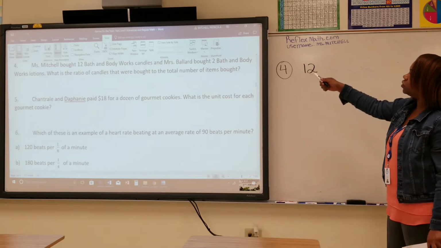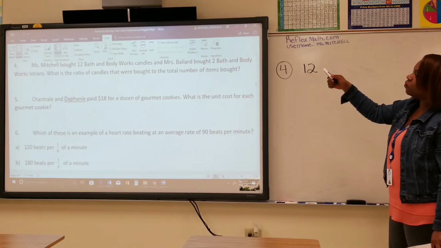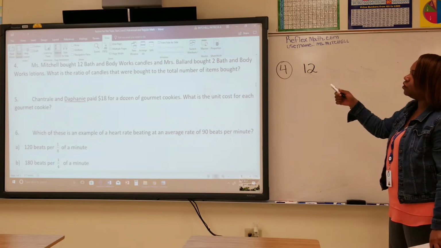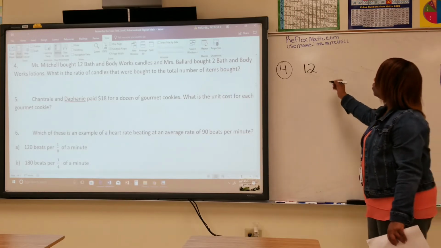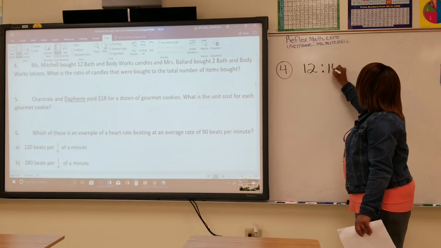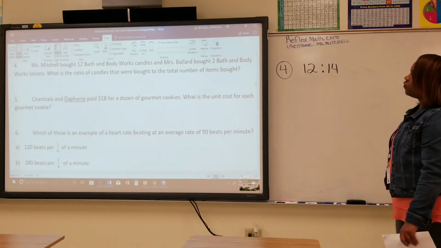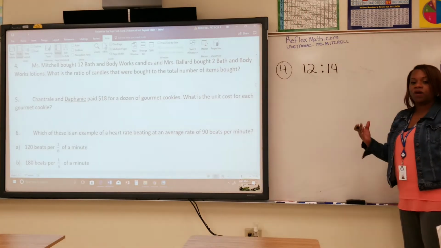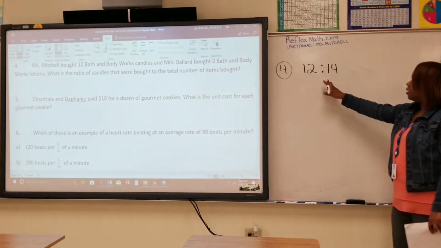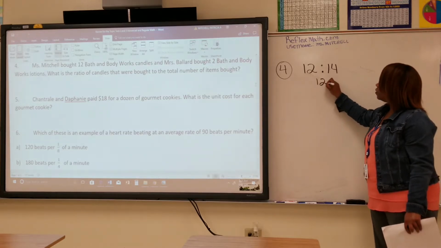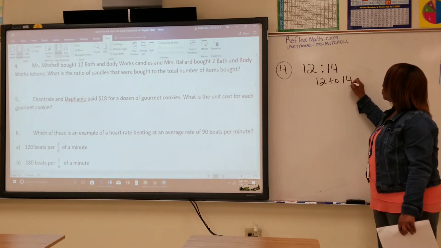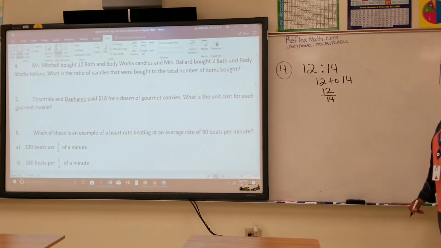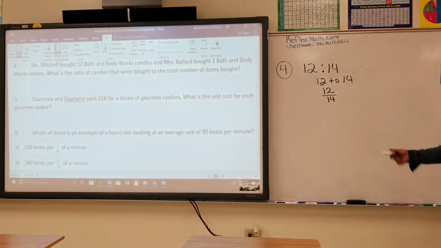And then they said to the total number of items bought. So candles were bought and lotions were bought. 12 candles, 2 lotions. So 12 plus 2 will then give you 14. So the ratio of candles to the total number of items bought were 12 to 14. And remember, you can write ratios in 3 ways. In this form, 12 to 14, or 12 over 14 as a fraction. Okay? All right, number 5.